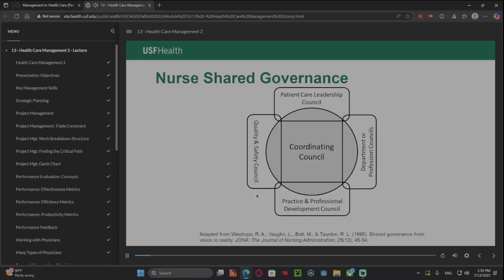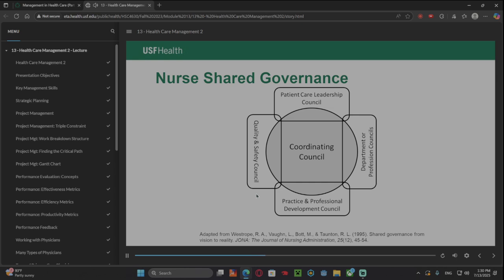Nurses play a big part in running hospitals and other healthcare organizations. Managers work with nurses through nurse shared governance. These coordinating councils and groups of leaders, of nurses, get together and decide policy and make recommendations to the senior leadership of healthcare organizations about nursing practice.